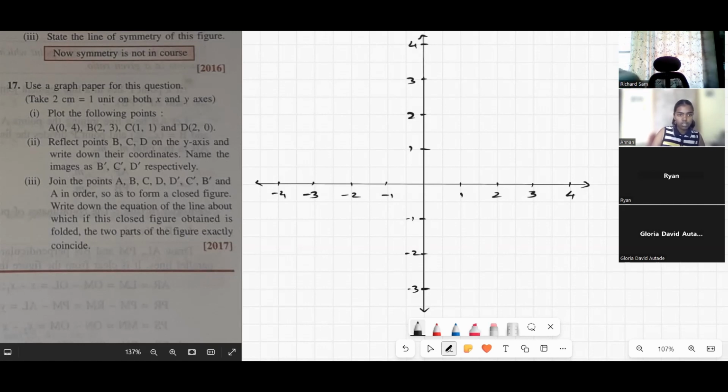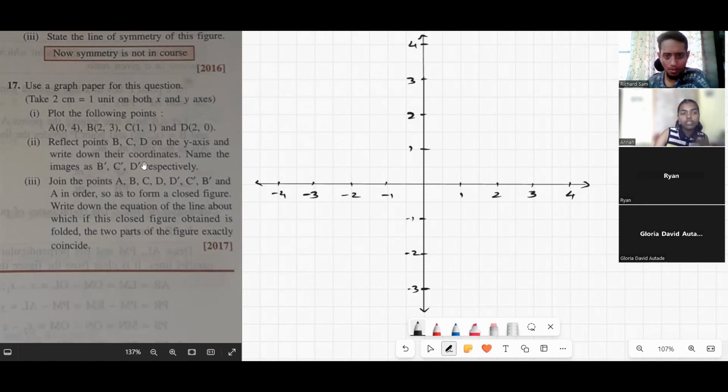So you don't mark these empty spots. After joining the points, how should the figure look? I don't know. Let me see what everyone got. What did you get? What shape? Did you get a particular shape? Because they're saying name the images.